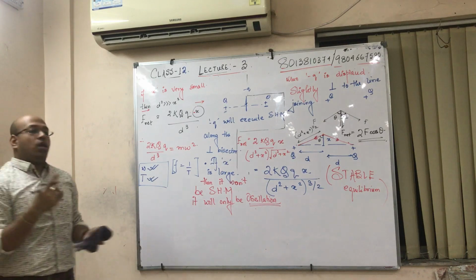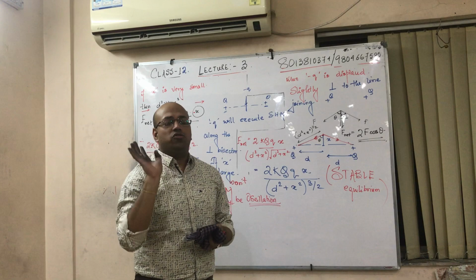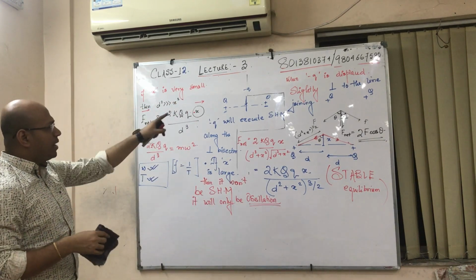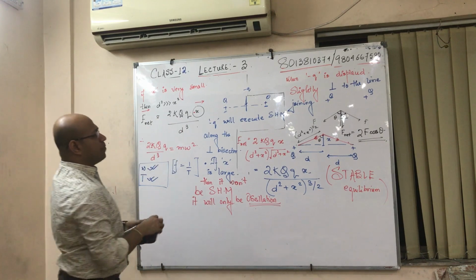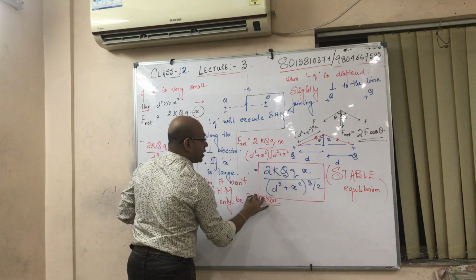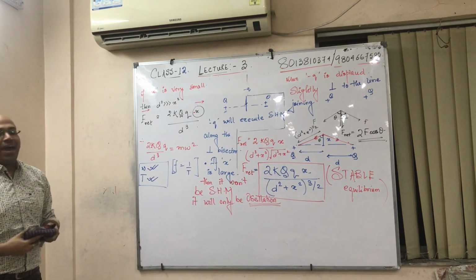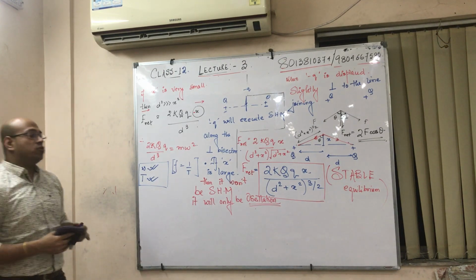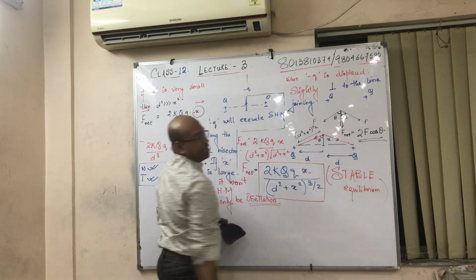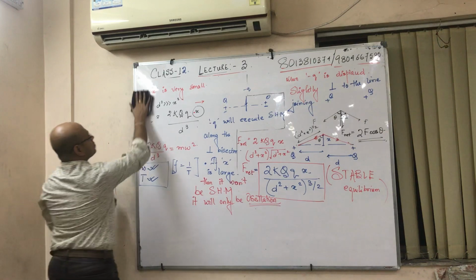Now, the topic after this is the most important thing which we need to know. Now, I hope this is clear. This is a bit complex, I know. Please keep in mind this expression. This expression is very important: 2kqx by d square plus x square to the power 3 by 2, where I have taken d. Please. Okay? So let's move on.